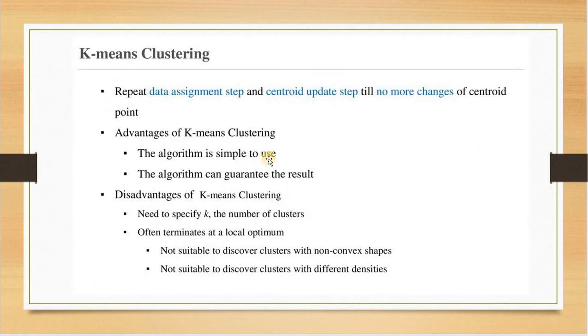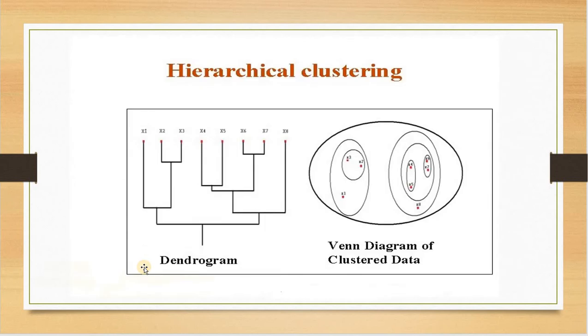Now the advantages of k-means clustering are that the algorithm is simple to use and it can guarantee a result. Right, and the disadvantages of k-means clustering are that we need to specify k, the number of clusters. We have to firstly specify the number of clusters on our own. It also often terminates at a local optimum, and it is not suitable to discover clusters with non-convex shapes or clusters with different densities. Right.